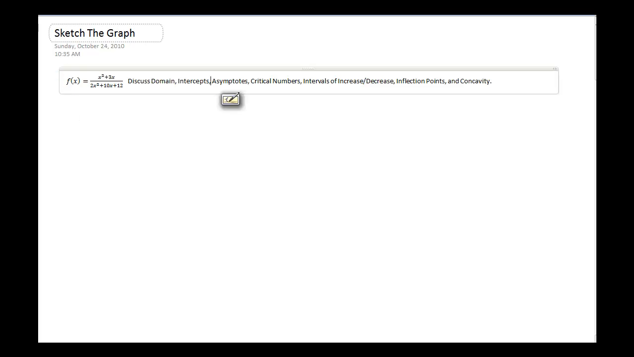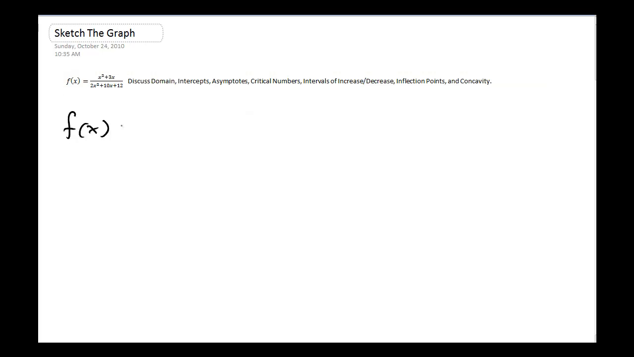To discuss domain, I'm going to first factor the top and the bottom. On the top, I notice that both terms share an x, so I factor that out and I'm left with x times x plus 3. On the bottom, I have some options.